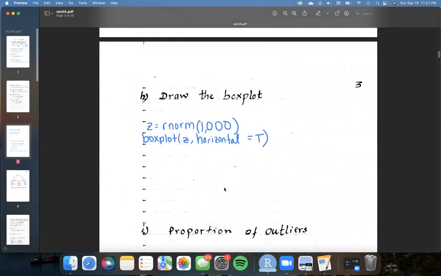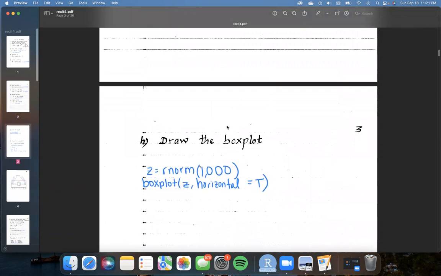Okay, so next we're going to draw a box plot. In R, you can do this by defining Z, our random variable, as rnorm, and we'll take 1,000 sample points. And then we're going to use the boxplot function, and we'll take the boxplot of Z, our random variable, which follows a normal distribution, and then we'll say horizontal is TRUE, so that way our box plot looks horizontal.